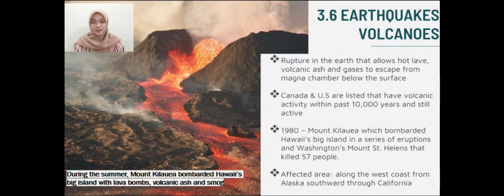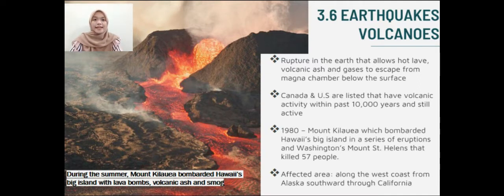A volcanic tectonic earthquake is an earthquake caused by movement resulting in a pressure change, where the rock around the magma has experienced stress, and this stress results in the rocks breaking and moving. Canada and the United States are listed as countries that have had active volcanic activity for the past thousands of years.